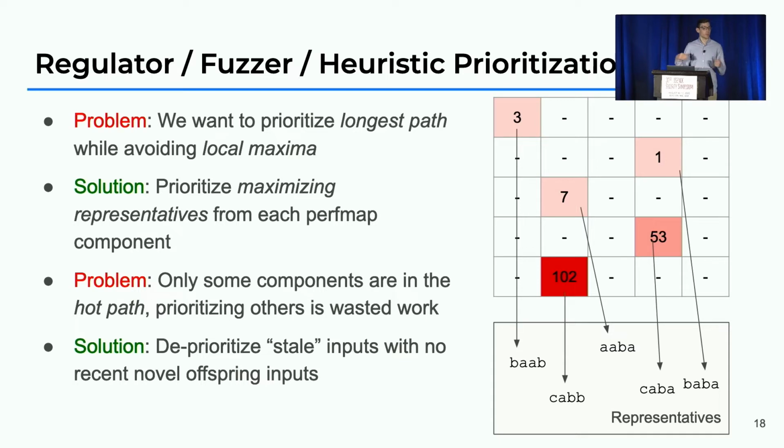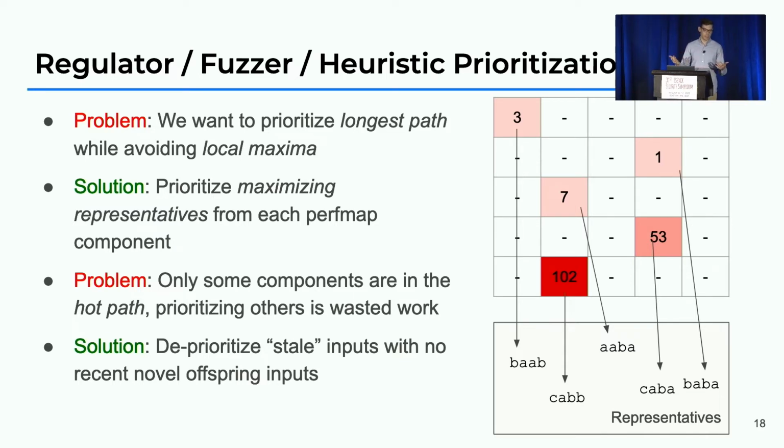Then, of course, we're trying to fuzz in a different way than you've seen in traditional fuzzers. Traditionally, we're trying to look for something like crashes or bugs, but instead what we're looking to do is find slow inputs. So we want to find the longest path inputs while also avoiding local maxima. And the way we do this is by doing a smart prioritization system. Each time we run the prioritization procedure, we will go and we will find a representative from each of the components, which will maximize that component when it runs. And we prioritize those maximizing representatives.